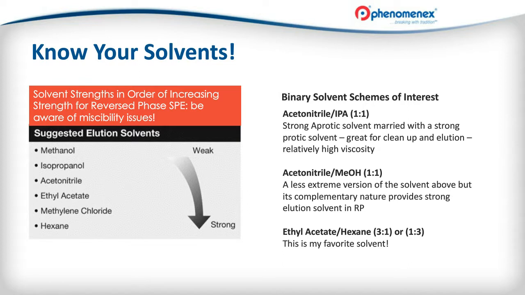Acetonitrile and methanol behave by the same ideology as the acetonitrile and IPA, except the methanol is a little bit weaker than IPA, so it's typically a little bit weaker relative to the solvent mixture mentioned above. And mixtures of ethyl acetate and hexane.